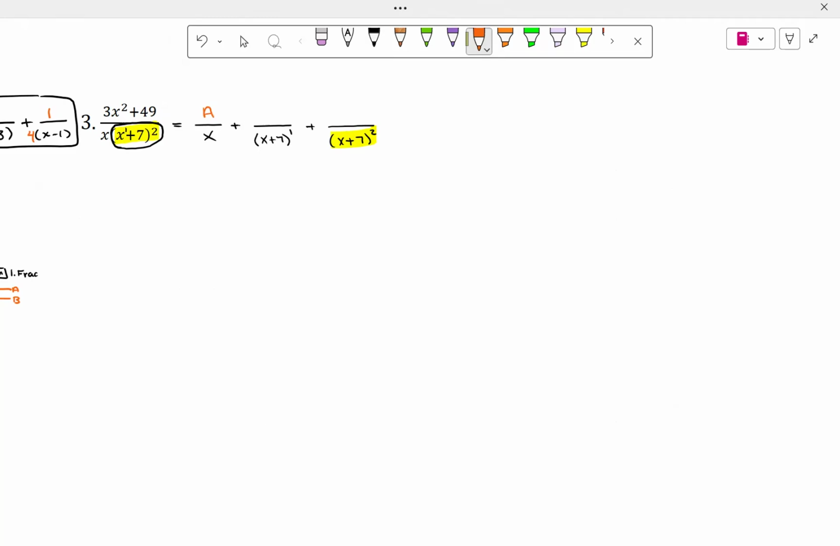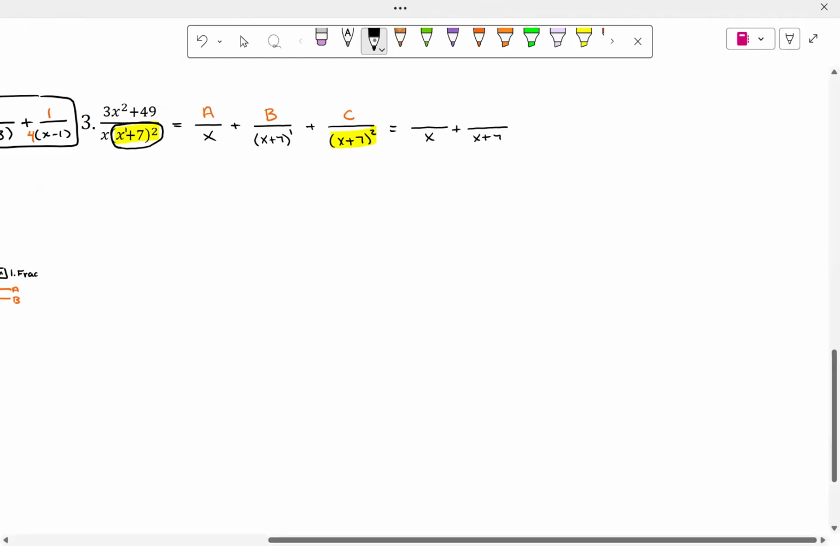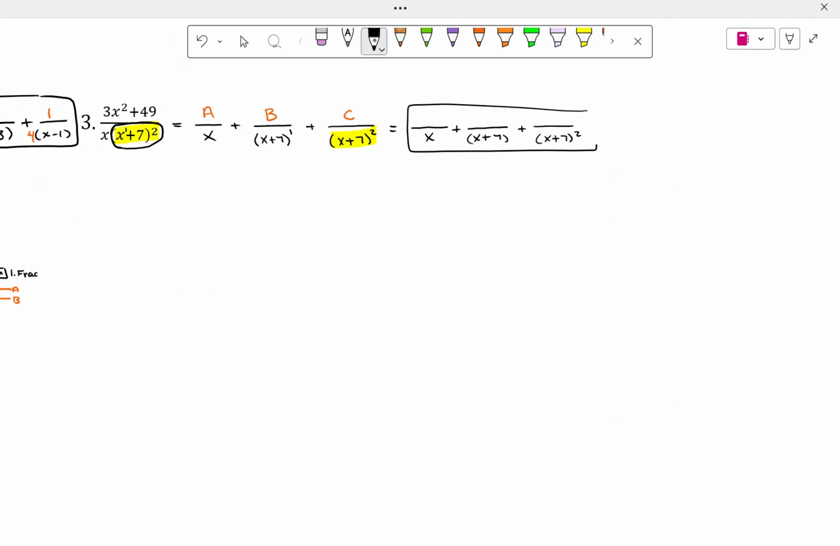I'm going to go ahead and record my variables on top as b, and I do get to continue on to c this time. And then I know my final answer is going to have some numerator over x plus some numerator over x plus 7 plus some numerator over x plus 7 quantity squared as my final answer. And so let's find out what a, b, and c are.